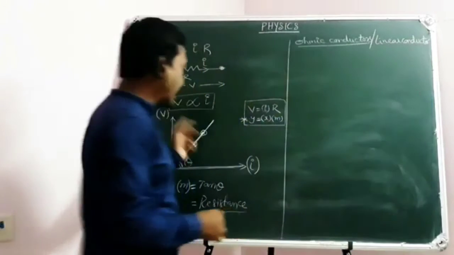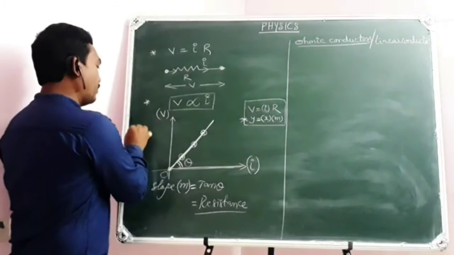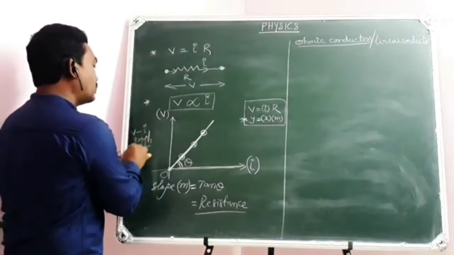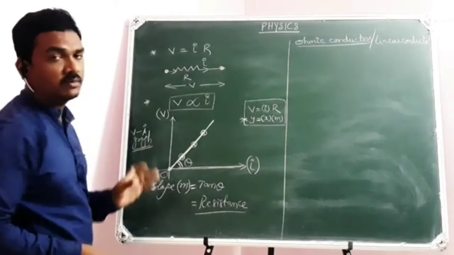The reason is that the VI graph will be a straight line. The VI graph will be a straight line passing through the origin. So they are known as linear conductors.